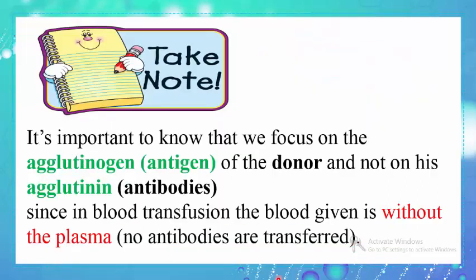Please now take a note in order not to forget that whenever we talk about blood transfusion, we focus on the agglutinogen, meaning the antigen of the donor, and not on his agglutinin, simply because we are taking the blood from the donor without the plasma, meaning no antibodies are transferred.